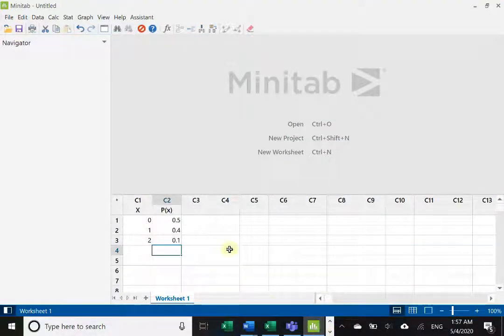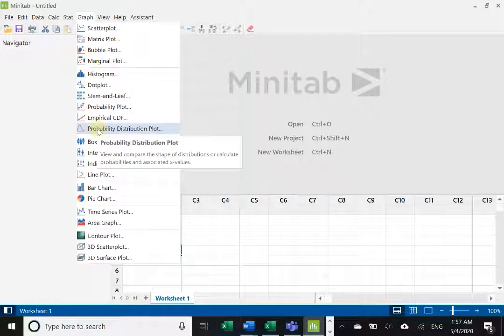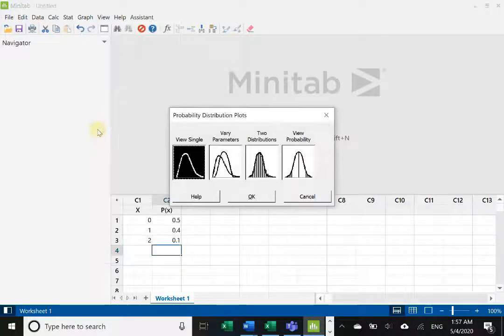At this point, let's say I just want to look at the probability distribution. I want to see what this distribution looks like. So I can go to Graph, then Probability Distribution Plot here, and click on that. And you can go to View Single right in here.